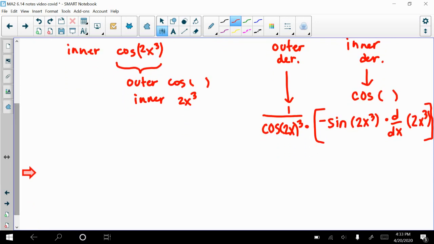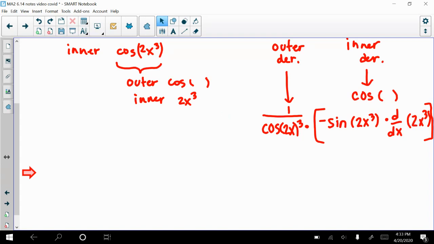So this is the derivative of the outside multiplied by the derivative of the inside. The derivative of the inside also had an outer and inner. So for that, this is the derivative of the inside's outer part multiplied by the derivative of the inside's inner part. And I still need to take this derivative. So let's put it all together.